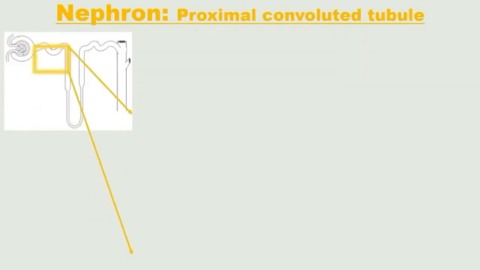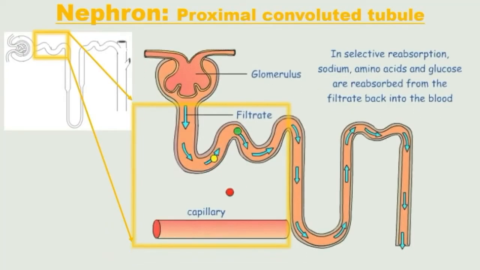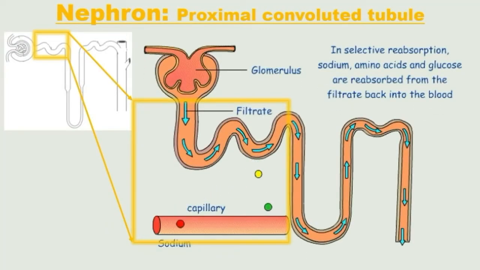Our next section is the proximal convoluted tubule. This is the section where most, or a bigger variety, of substances are reabsorbed. In this section, we will have the reabsorption of glucose and amino acids. We will also have vitamins and minerals reabsorbed in the proximal convoluted tubule.